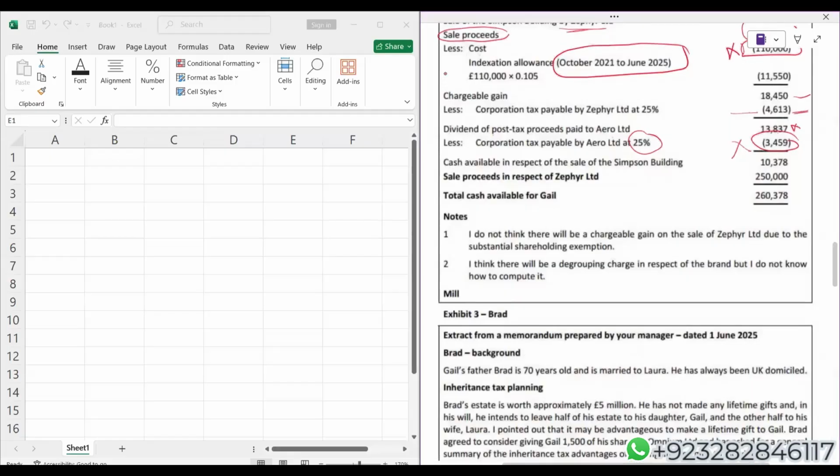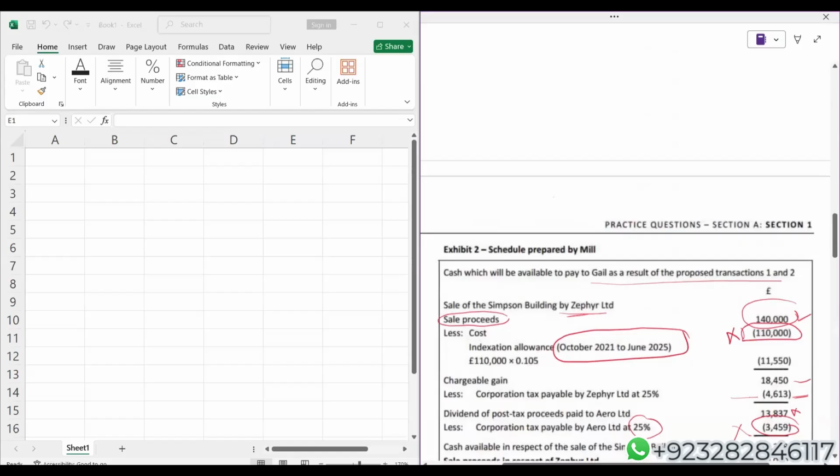Notes. I do not think there will be a chargeable gain on the sale of Zephyr Limited due to SSE, which makes sense. I think there will be a degrouping charge in respect of the brand, but I do not know how to compute. Now, student, before we go for any calculation, it is categorically mentioned in the question that you have to explain. You have to do the correction, identify the errors, do the correction, but you need to explain as well. Now, let me first take you back here.